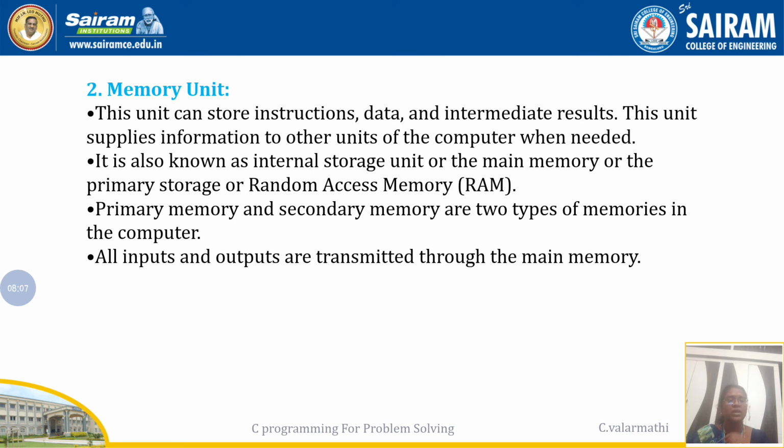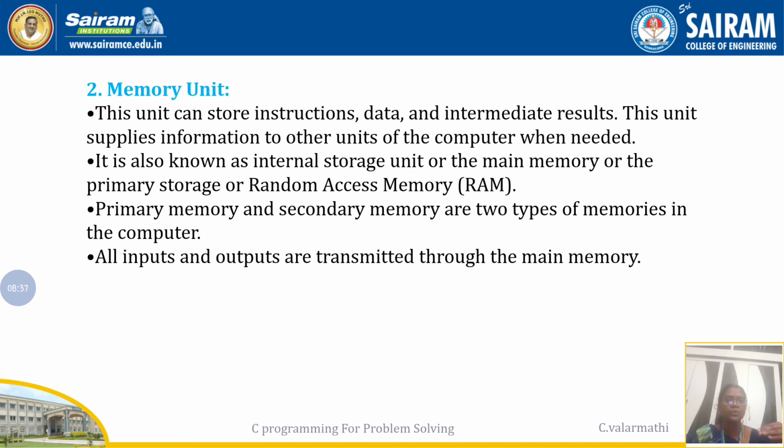So the main memory is called random access memory, and apart from that, memories are classified into two categories, primary memory and secondary memory. Primary memory is called RAM, and secondary memory is called ROM, that means read only memory. Okay, all that we will study in the next chapters, right?